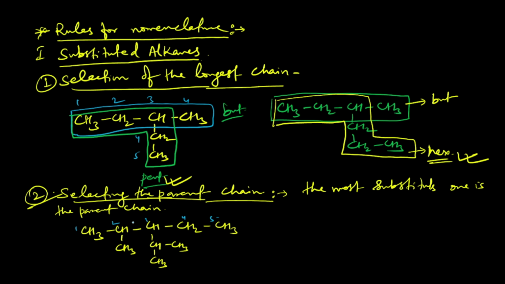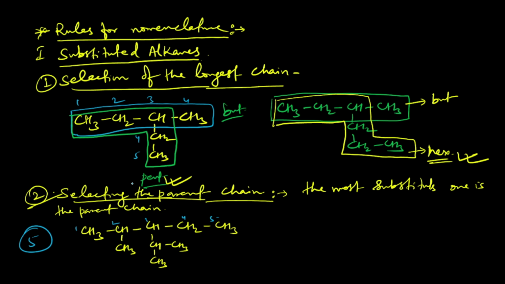Is there any more way to select? 1, 2, 3, 4, 5. Okay, here also it is 5. 1, 2, 3, 4, 5. Here also it is 5. So now which one you are going to select? Whether this is your longest chain. Longest chain will be 5 carbon. That is already fixed based on the selection rule.